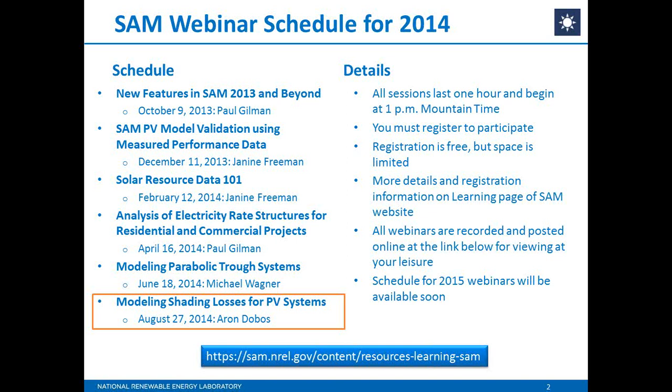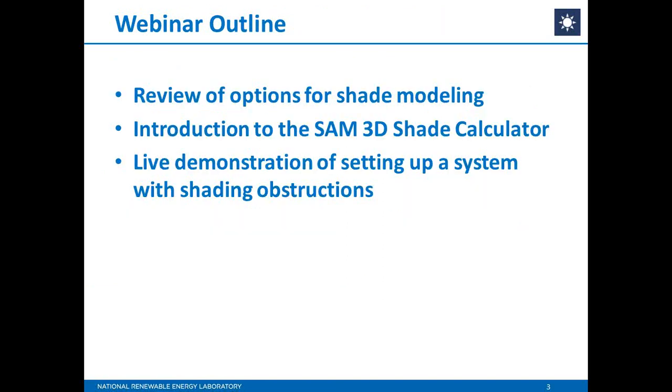The webinar today is really focused on how to model shading losses in the SAM software. We're going to go through this in 3 parts. First, I'm going to provide a bit of a review of all the options for doing shading modeling in SAM. And then the majority of the presentation is going to be to introduce this new 3D shade calculator that we've added to SAM this last year. And then I'm going to go through a live demonstration where you'll see how to set up a system with shading instructions in the 3D shade calculator, and then estimate how much energy is lost for a PV system for that particular shading situation.